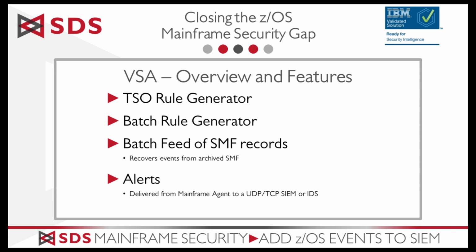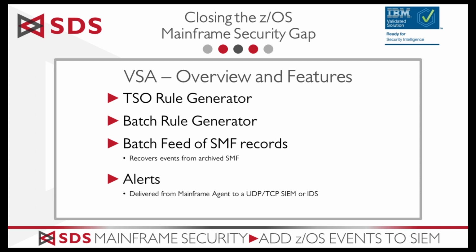Something very interesting that a lot of customers like about the product is if you have some events that are archived, so perhaps you do not have this visibility right now and you intend to run an agent on one of your LPARs, that archive SMF information, you can take it and feed it through the batch feed of the product, send it off to your SIM, and you can get visibility on those records from a year or 2 or 3 years ago. So that's certainly something that some of our customers like. Alerts are delivered from the mainframe agent using UDP or TCP to the SIM or to IDS.